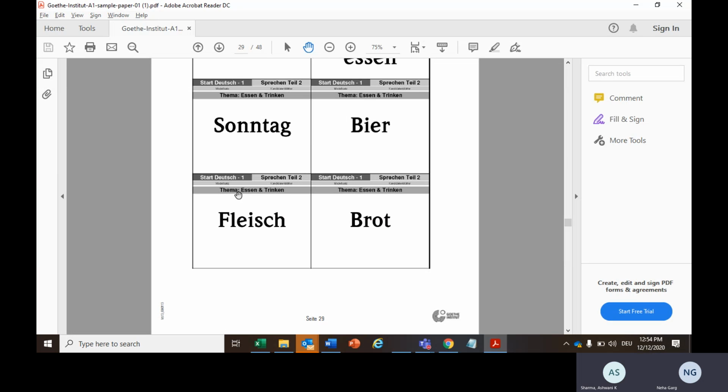Next, Fleisch. Ich esse Fleisch zum Abendessen. Gut. Dann Brot. Brot is das Brot, not der Brot. Brot is mein Lieblingsessen. Okay, the whole day revolves around bread and butter only. That too am Sonntag. Okay, but you can't use that too in the sentence.